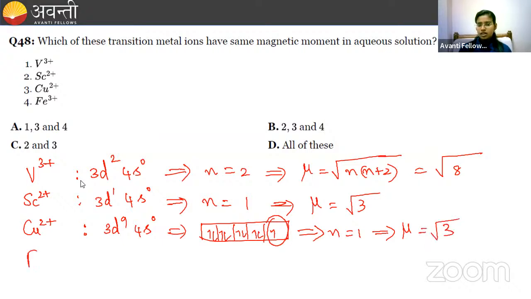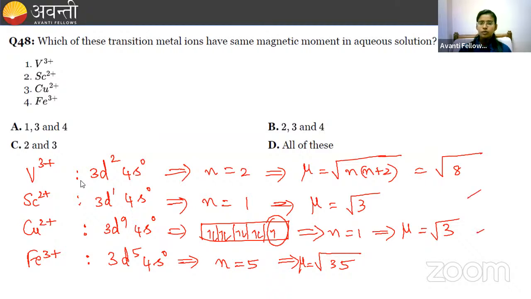Then coming to Fe3+, the configuration of Fe3+ will be 3d5 and 4s0. So the number of unpaired electrons is equal to 5. And if you substitute the value as 5 here, you will get the mu value as root 35. Okay. So from the calculated magnetic moment values, we can say that scandium 2+ and copper 2+ have the same value. So option C is the correct answer. Okay. So the second ion and the third ion have the same magnetic moment value.